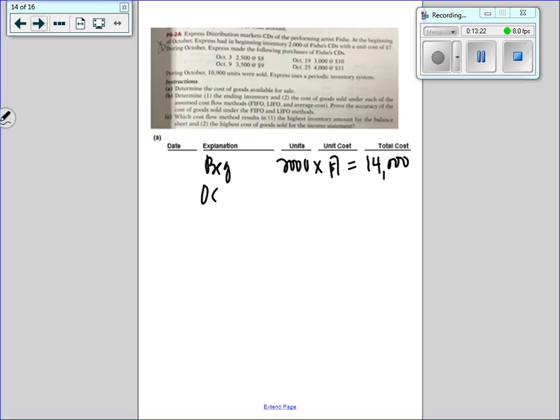So October, oh, we have a date. October 3rd, we had a purchase. How many did we buy on October 3rd? 2,500. What did we buy those CDs of fish for? $8, which equals $20,000. I'm going to just keep going. Instead of verbalizing everything, I'm just going to throw her in here.